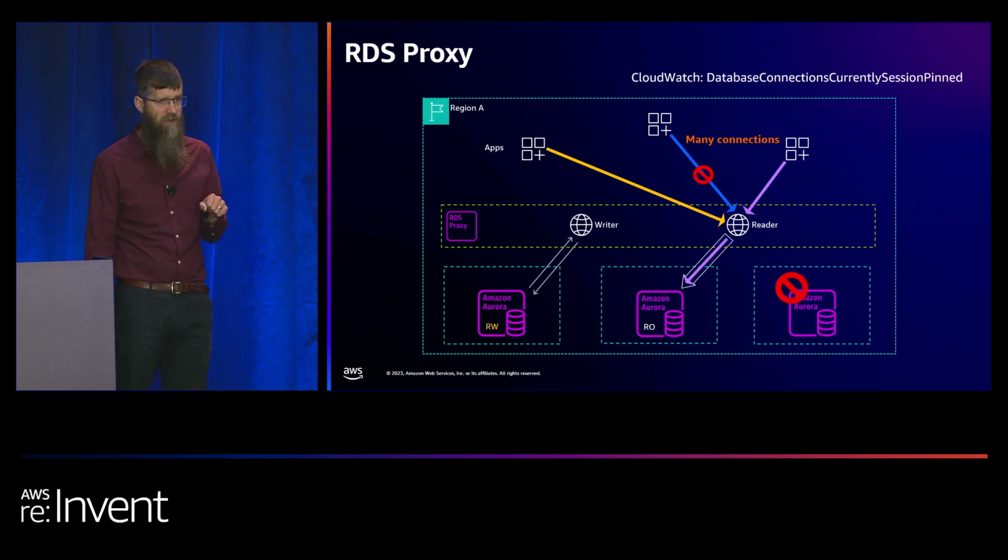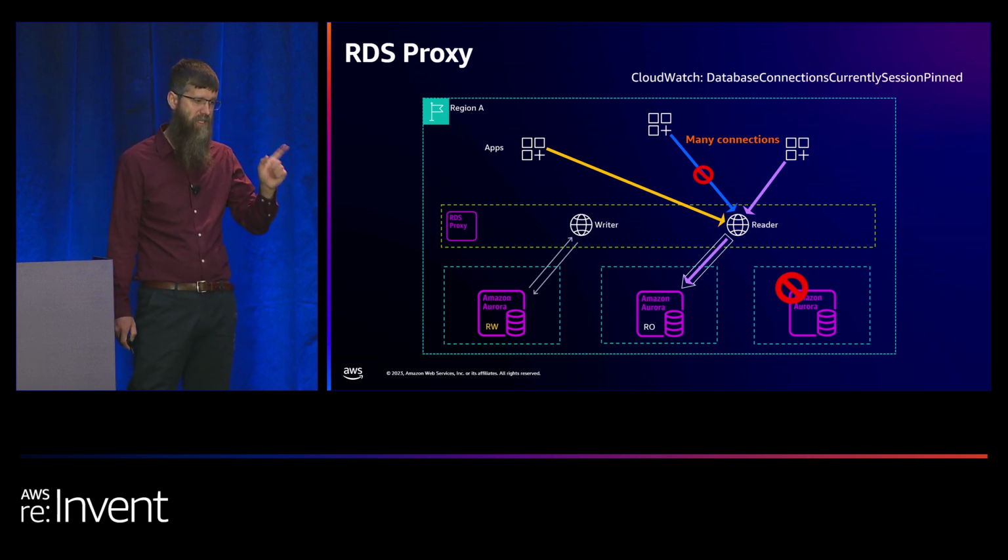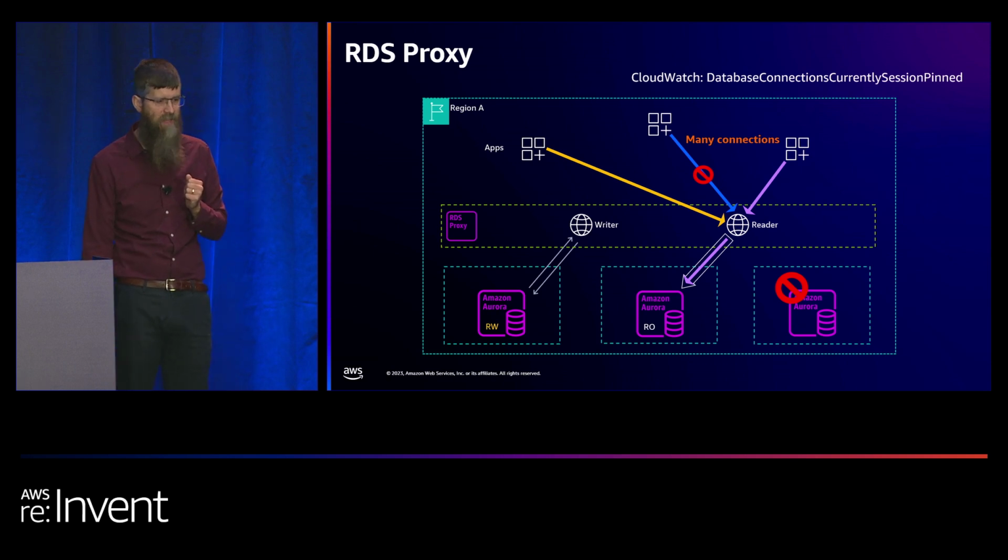So when a failover happens, RDS Proxy would normally make that transparent. It's transparent to the yellow and the purple connections here. They didn't notice anything's happened at all. But the blue guy did notice because he was pinned, so we had to recycle his connection and reset it because it was pinned. Okay.